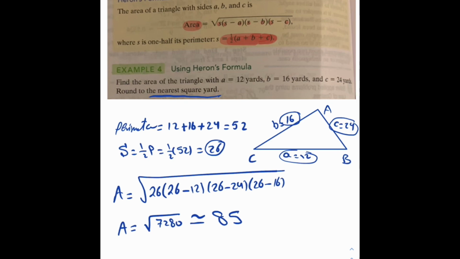So now I have two rules to figure out the area of the triangle. One of them is the sine rule if the given is two sides and the included angle, and the other one is Heron's rule if the given is the 3 sides. So for two sides and the included angle, I will use the sine law, and for 3 sides I'm going to use Heron's formula.